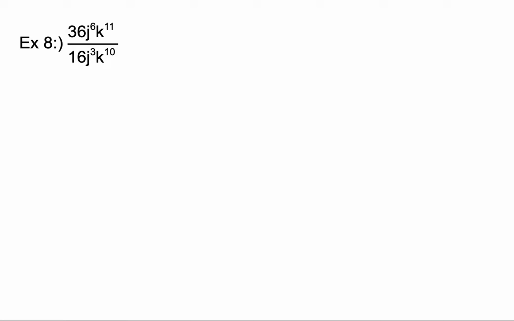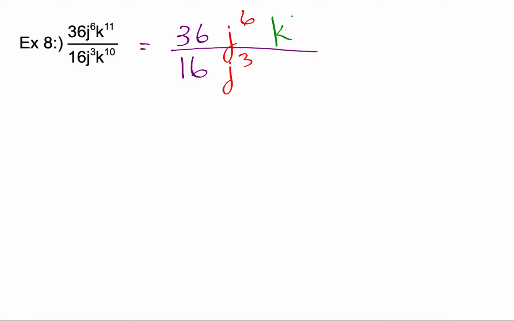Okay, this is about as complicated looking as it will get. And what you want to do if there's multiple things, and you'll have some examples of this in your practice, and at least one like this on the test, you want to cut it up into its pieces. So 36 over 16, we've got j to the 6th over j to the 3rd, and k to the 11th over k to the 10th. So we're going to simplify each of these parts separately.